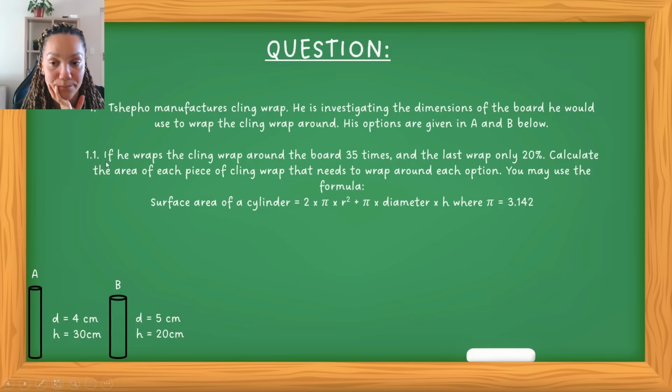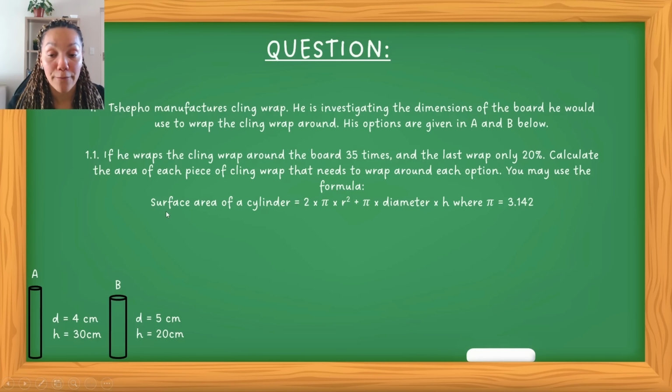So 1.1 says, if he wraps the cling wrap around the board 35 times, and the last wrap only goes 20% of the way around, calculate the area of each piece of cling wrap that needs to wrap around each option. So if I took option A and a piece of cling wrap and wrapped it around here 35 times plus 20% extra, what would the total length of that cling wrap actually be? And they want to know that for both options.